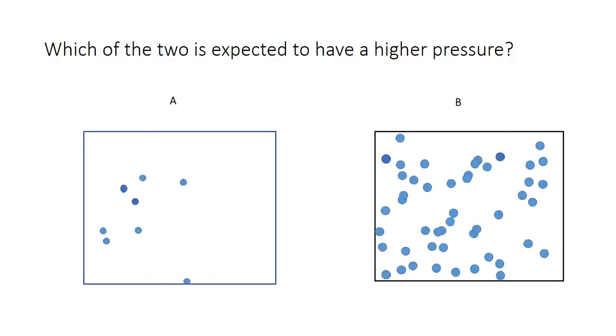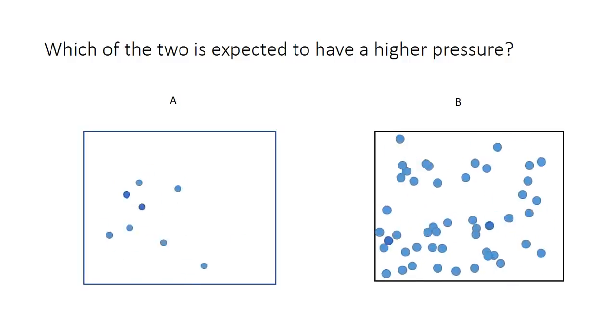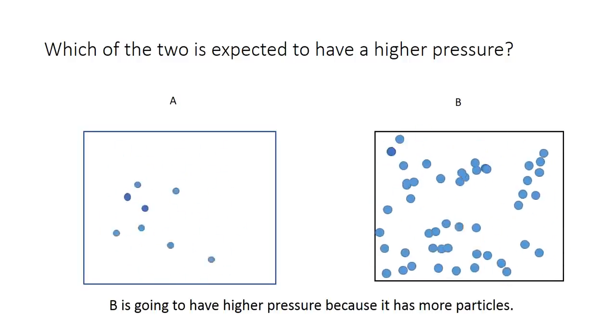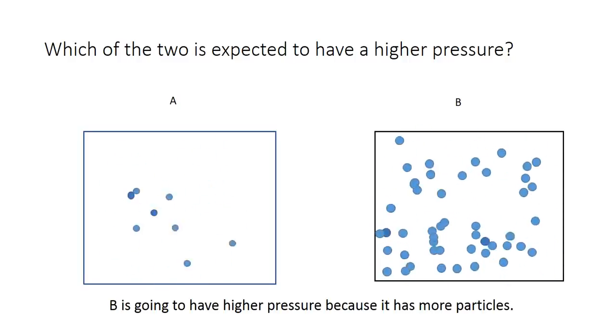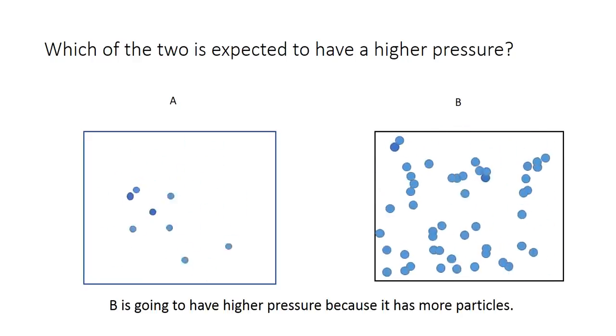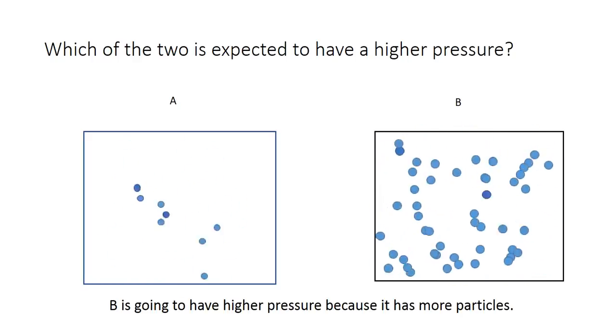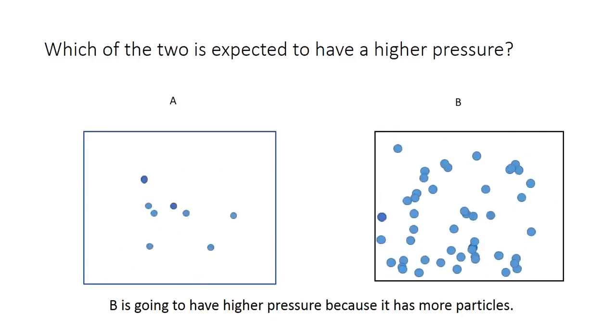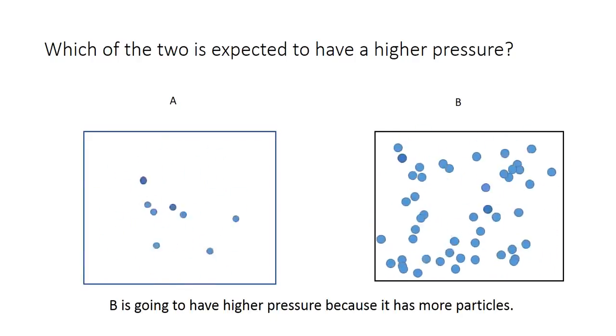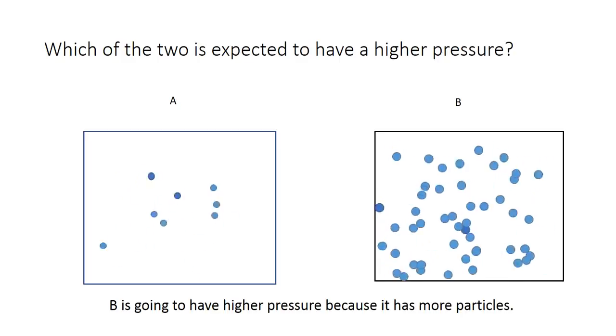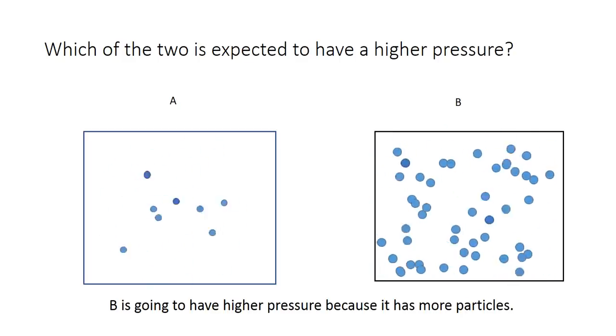So to this question, the answer is that B is going to have a higher pressure. What is the reason? Because it has more particles. Remember, pressure is a result of collisions. Having more particles means more collisions.